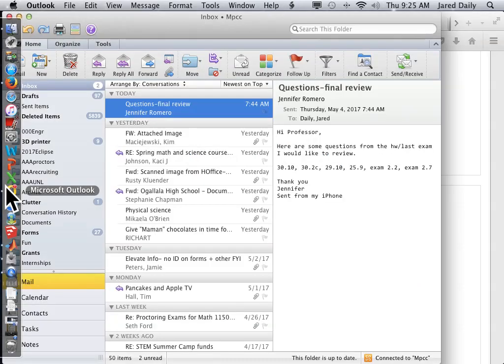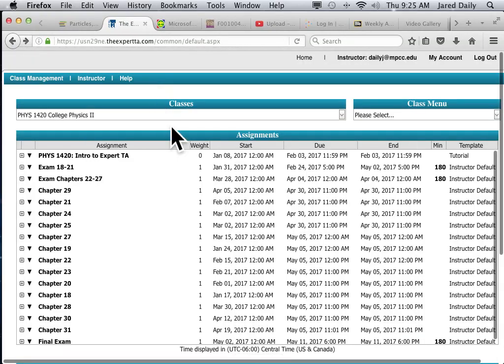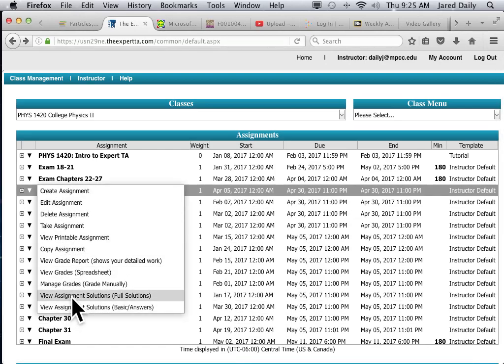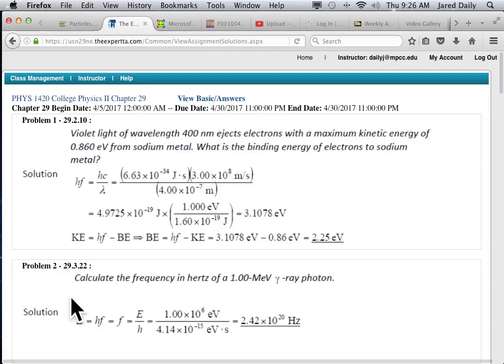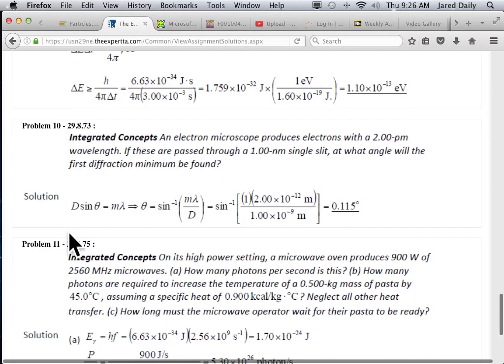Let's look at 29.10. Chapter 29. Where's 29? There it is. So in this one, we're doing an electron microscope. It's producing electrons that have a 2 picometer wavelength, and we want to know what's going to happen if these go through a 1 nanometer single slit. What will the angle of the first diffraction maximum be?